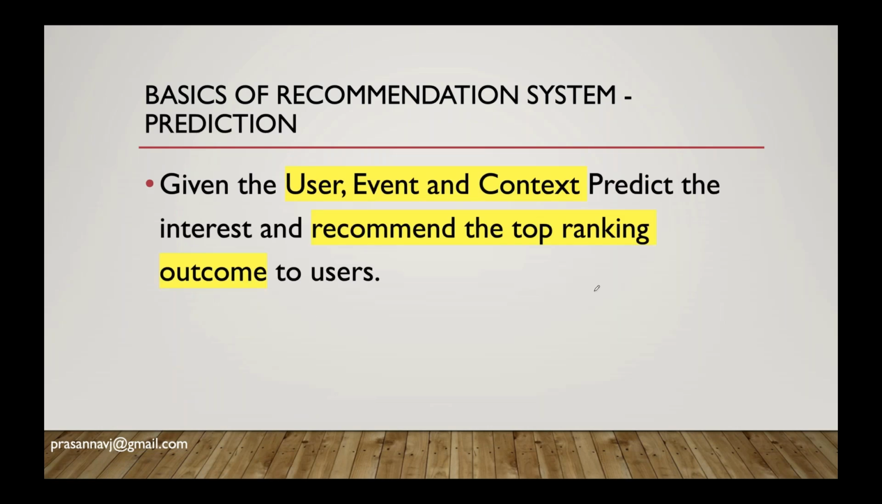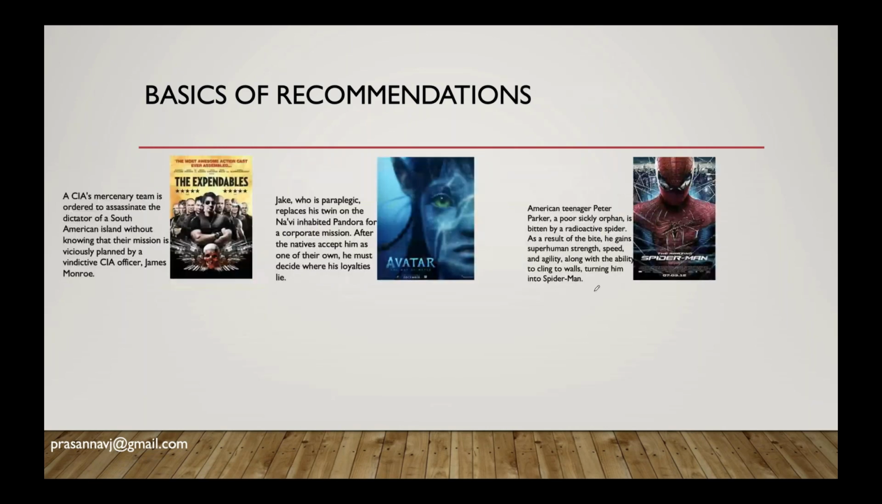So effectively, given the user, event, and the context, predict the interest and recommend the top-ranking outcome to the user. That is the basic purpose of your recommender system. Okay, and let us see in a short while how that is achieved. Before we get into that, let's take an example and see how a recommender system works from the basics.